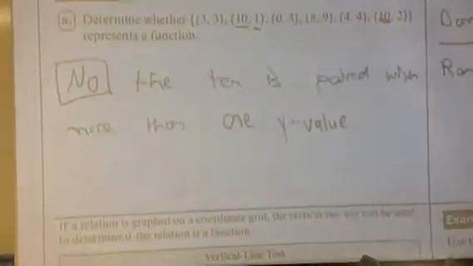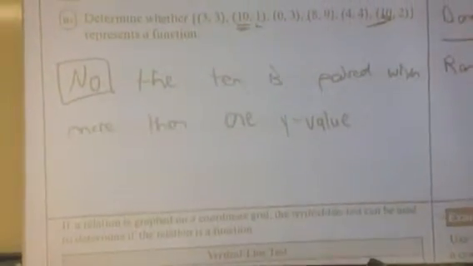In order for it to be a function, each x value has to be paired with exactly one y value. If there's a repeating x value, like this 10 here, it repeats, and it's paired with a different number, so it is not a function. This is not a function.